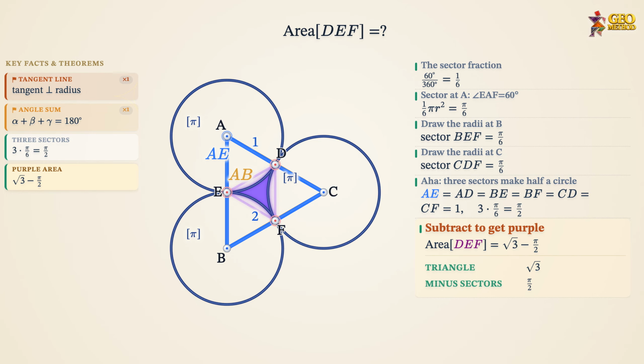Subtract the three blue sectors from the equilateral center triangle. What remains is exactly the purple curvilinear gap DEF, with area root 3 minus pi over 2.